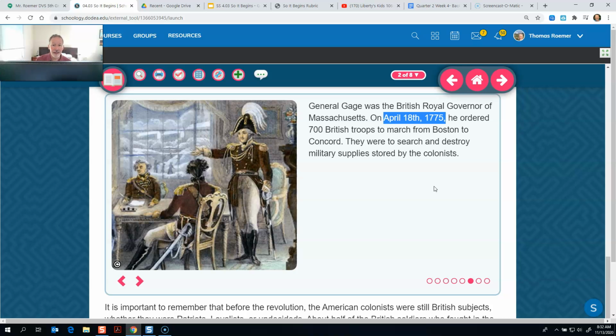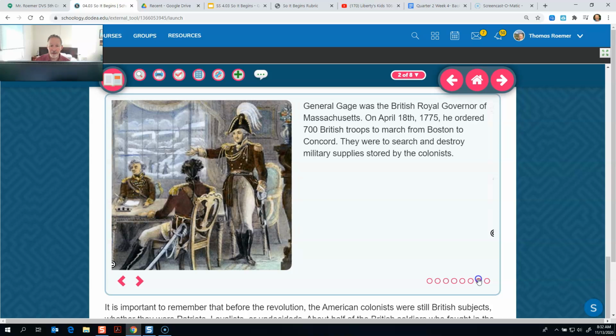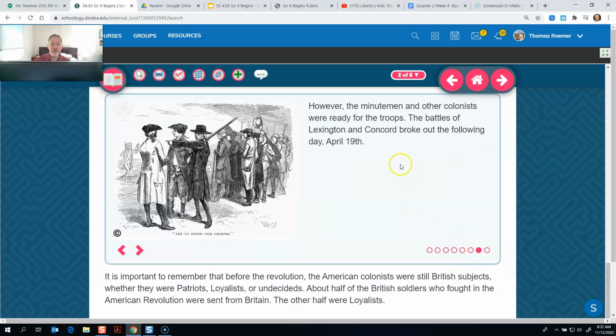So this guy's like, hey, let's go in there, take away all their supplies, and then we won't have a problem, maybe. But what happens is the Minutemen, they're ready for him. And then some fighting breaks out. So the battles of Lexington and Concord broke out the following day on April 19th.